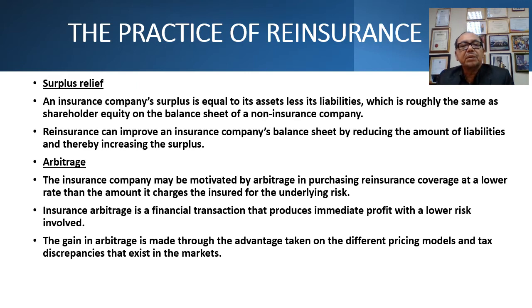So okay, let's see what's here. Surplus reserve. An insurance company's surplus is equal to assets minus liabilities, which is roughly the same as shareholder equity in the balance sheet of a non-insurance company. That's simple. A surplus means after minusing everything, you have extra money. So what do you want to do? Reinsurance can improve the insurance company's balance sheet by reducing the amount of liabilities and thereby increasing the surplus.